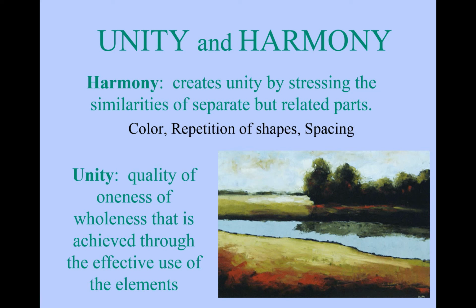So I might have harmonious colors. They're analogous and close to each other on the color wheel. I can have the repetitions of shapes, so similar patterns. Or I can have spacing that's very similar. So I leave about the exact same amount of space and it'll feel harmonious.